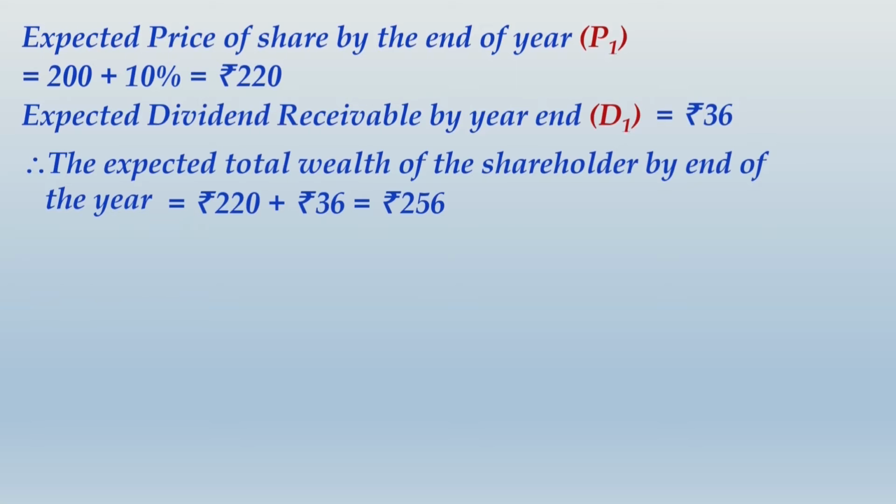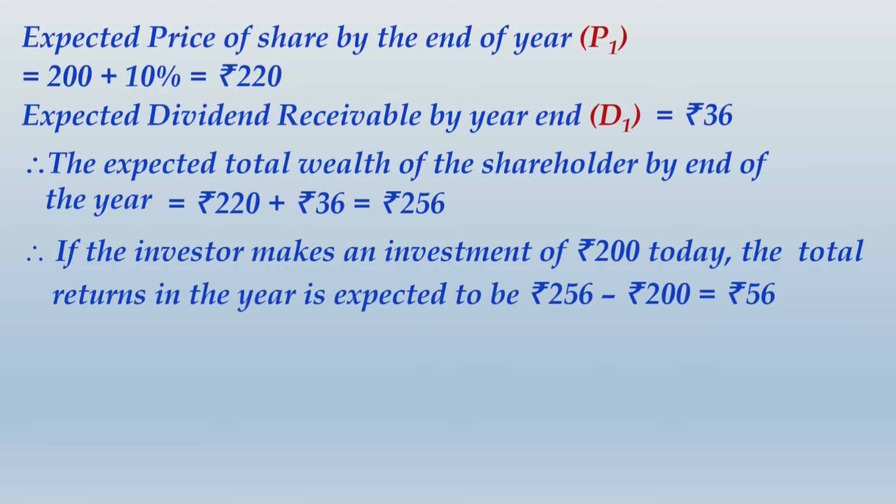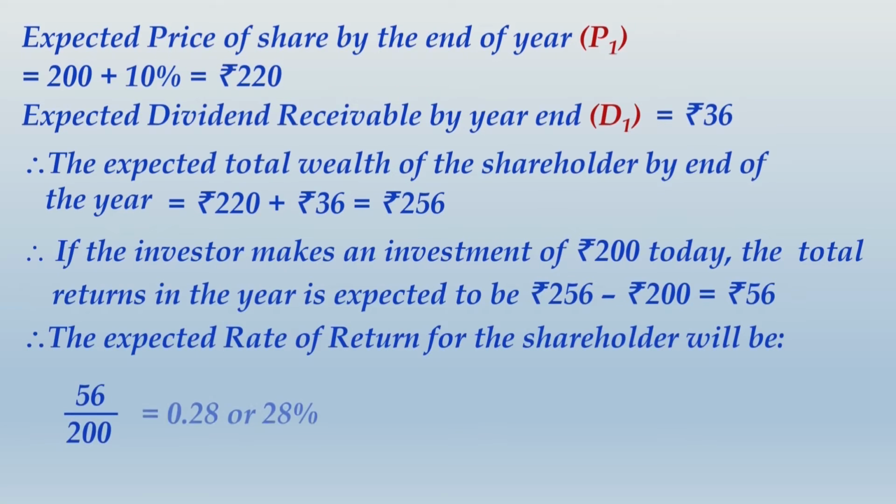And the shareholder is invested how much today? If the investor makes an investment of rupees 200 today, the total returns in the year is expected to be 256 minus 200, that is rupees 56. And through this you can definitely logically determine the rate of return as 56 divided by 200, that is 28%. Notice one thing, we haven't used any formula over here. We have simply used logics to determine this calculation. There was no formula application over here.